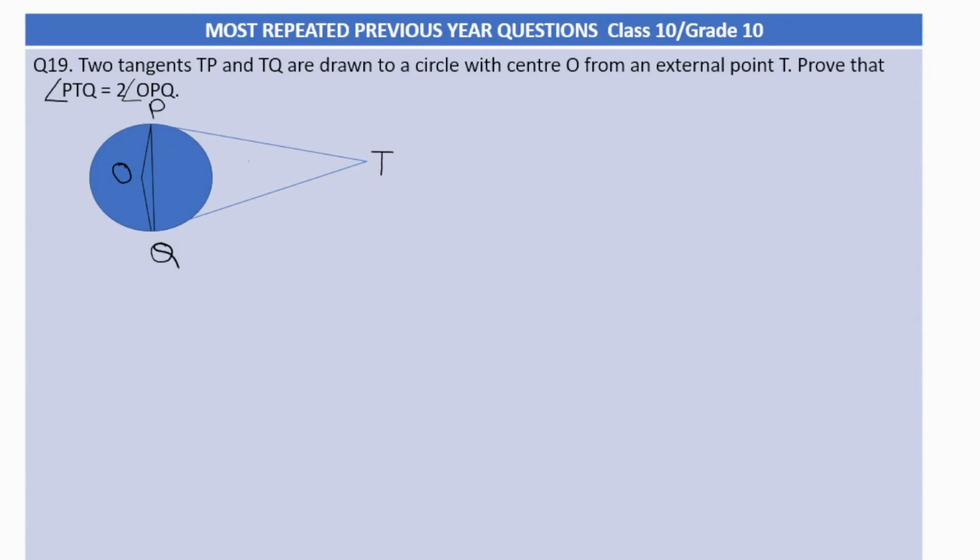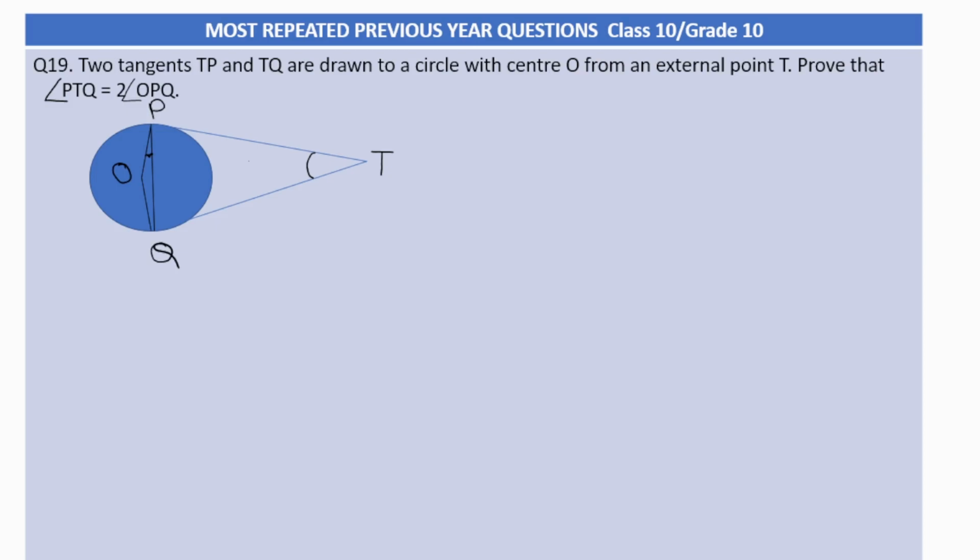Let's start with this question. Two tangents TP and TQ are drawn to a circle with center O from an external point T. This is the external point T, and these are two tangents touching the circle at P and Q, and this is the center O of the circle. Prove that angle PTQ is equal to twice of angle OPQ. Now, which is PTQ? This is the angle PTQ. This angle is twice of this angle OPQ, the small angle OPQ.